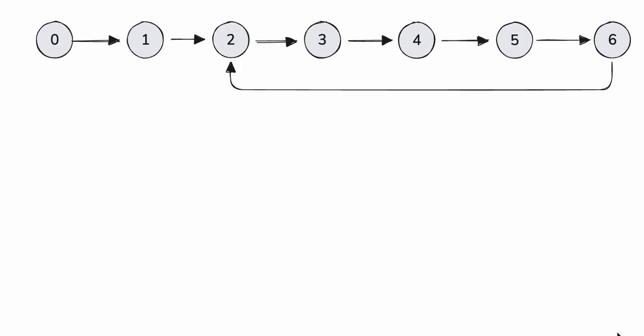Explanation for how to detect a cycle in a linked list. It's called Floyd's algorithm. It's called the tortoise and the hare. It's called the slow and fast pointers. And so here is a linked list that has a cycle, as you can see.